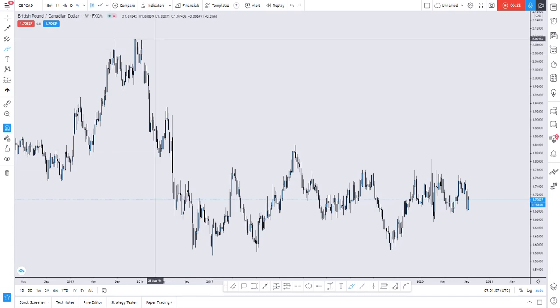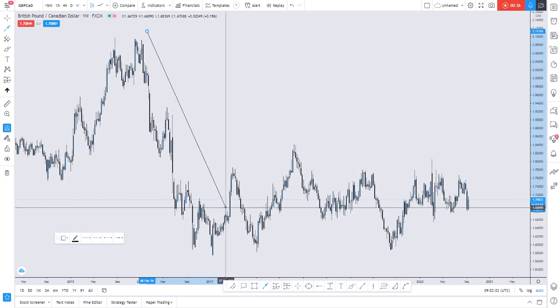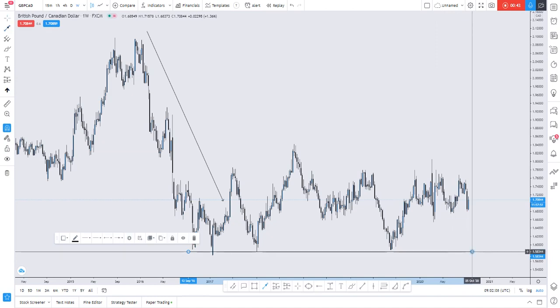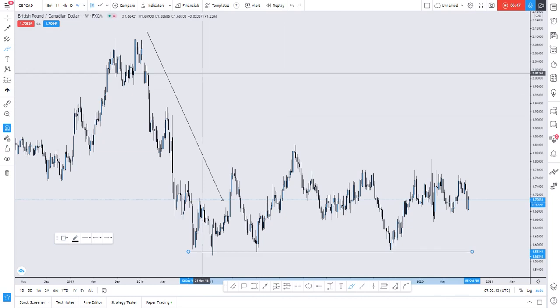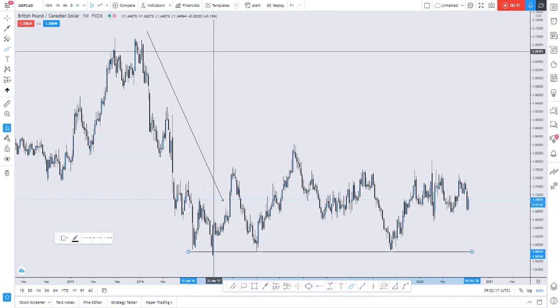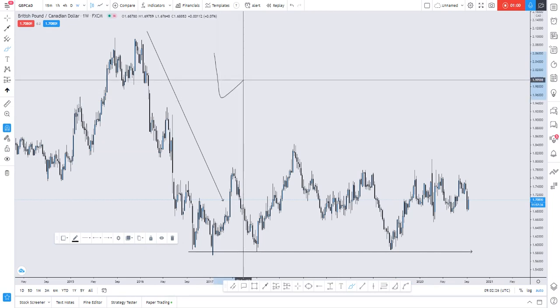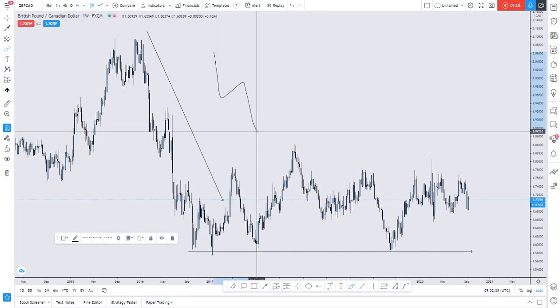So GBP CAD, we had this massive bearish move to the downside. Then after that we had this move to the side, just sideways. So this is a possible impulse correction and impulse pattern. Like I always do, I try also to explain my concepts. An impulse correction and impulse pattern is based on the nature and structure of the market. If we have an impulse to the downside and we have a correction to the upside, we should be expecting the next impulse to the downside.